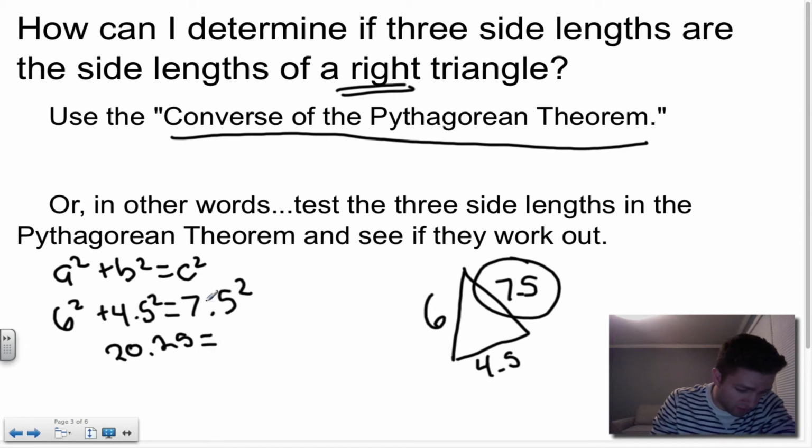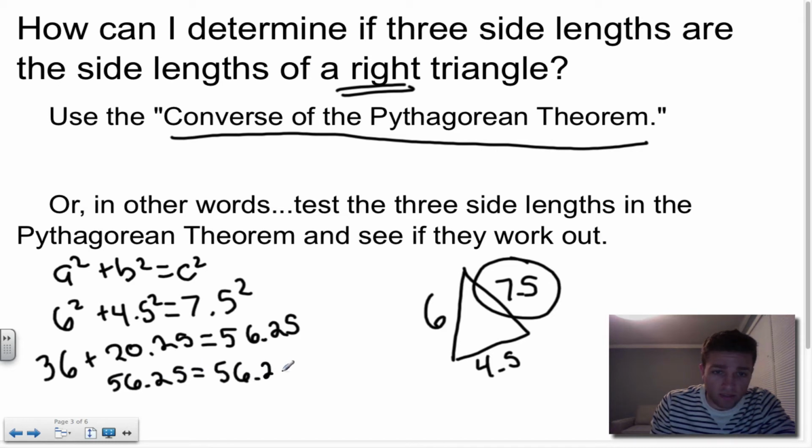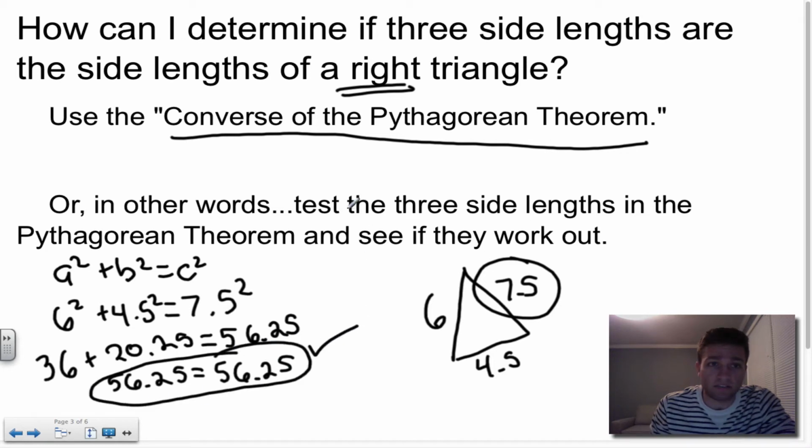7.5 squared is 56.25, and obviously 6 times 6 is 36. So when I add this side of the equation together, 36 plus 20 and 25 hundredths, I get 56 and 25 hundredths, which is equal to the other side of the equation. And because this is true, then the answer to this question, is it a right triangle, is yes, these three sides form a right triangle.